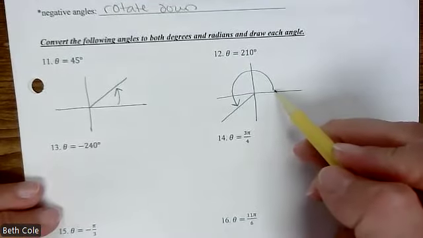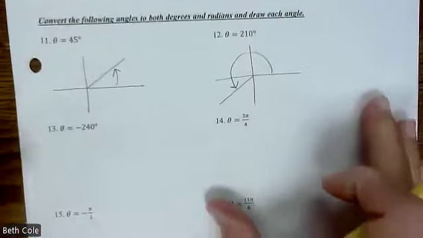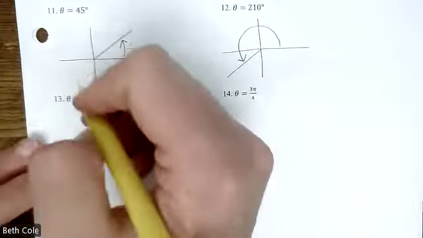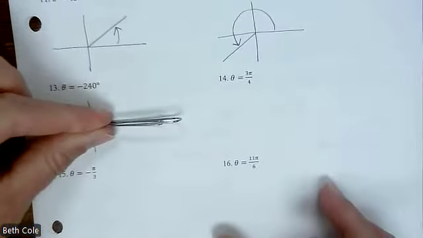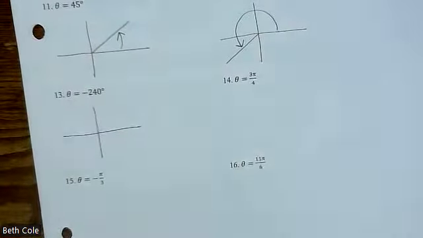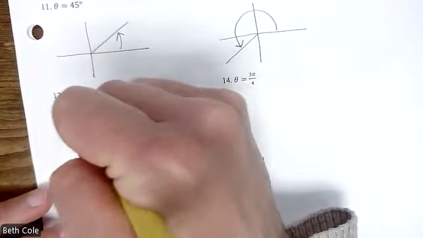Yes, the arrow always starts here. This is your initial side and takes you to your terminal side, starting and ending. All right, this one is negative 240. So here, I'll show you with my paperclip. We're going to start here, but we're going to go backwards 240 degrees. Where is that going to land you? Second quadrant, and it's going to look like this.